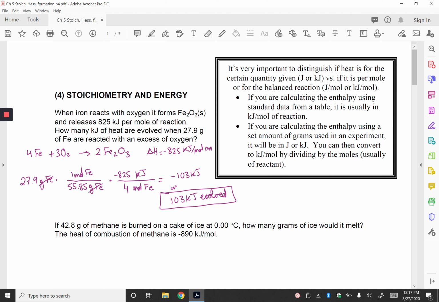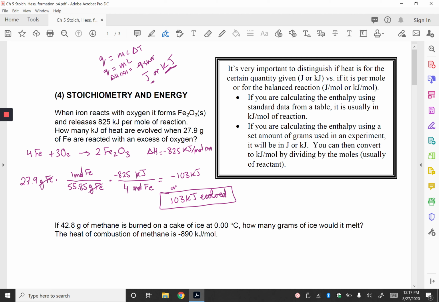So if you're doing Q equals MC delta T, or Q equals ML, or calorimetry, where delta H of a reaction is equal to negative Q of surroundings, which is MC delta T here, then you're going to get joules or kilojoules. Or if you're using a certain number of grams somehow, it's going to be in joules or kilojoules.